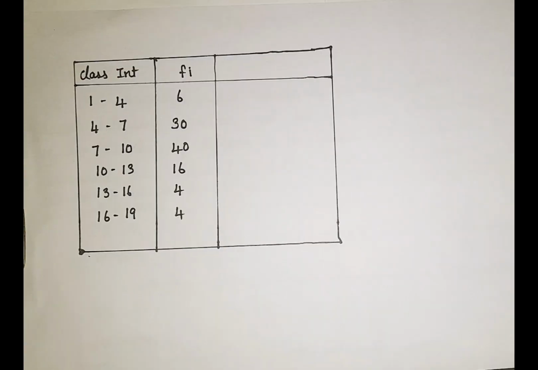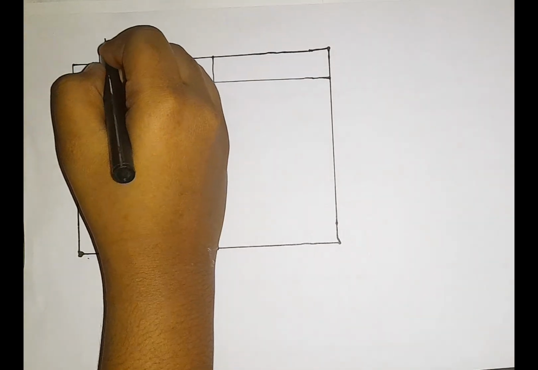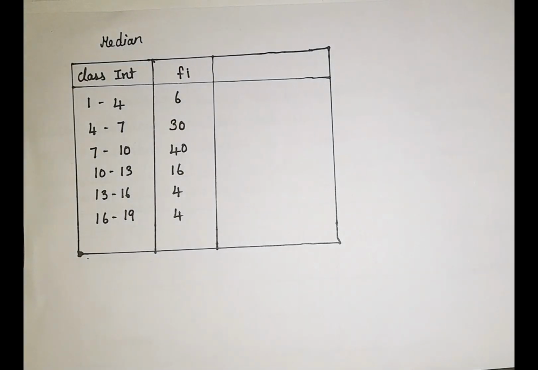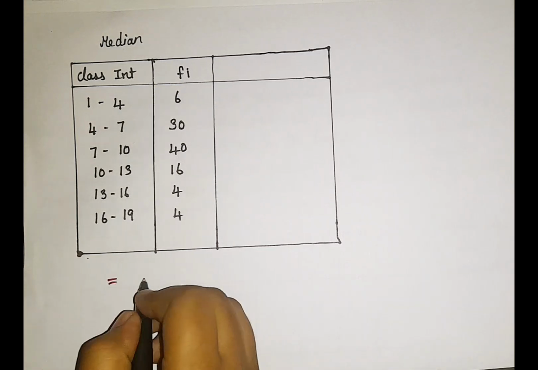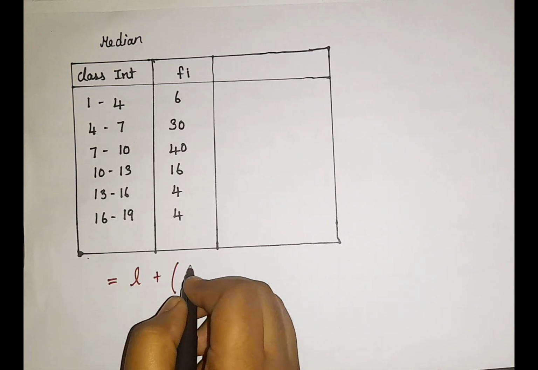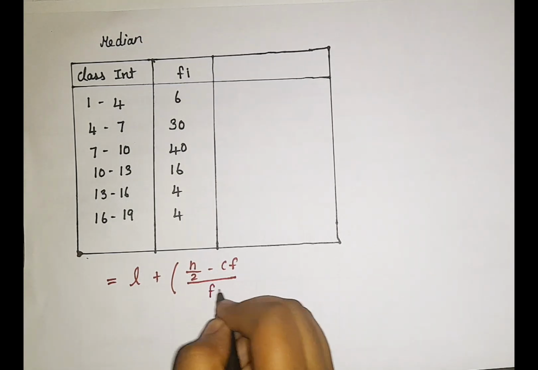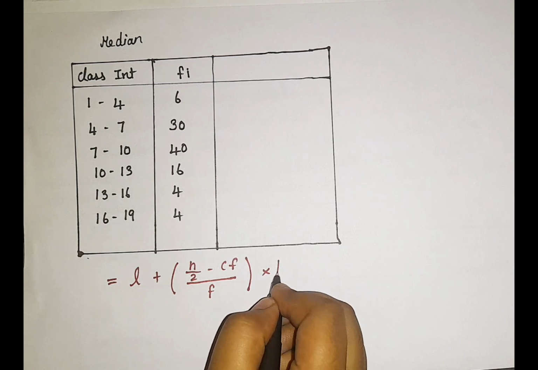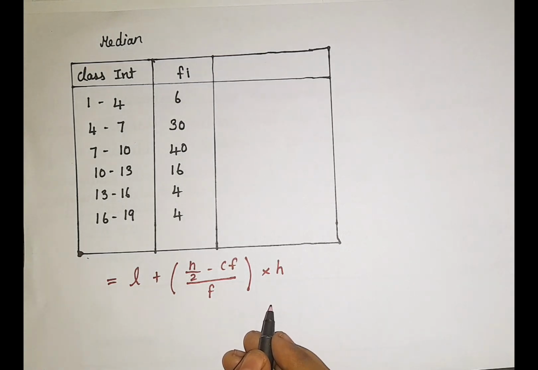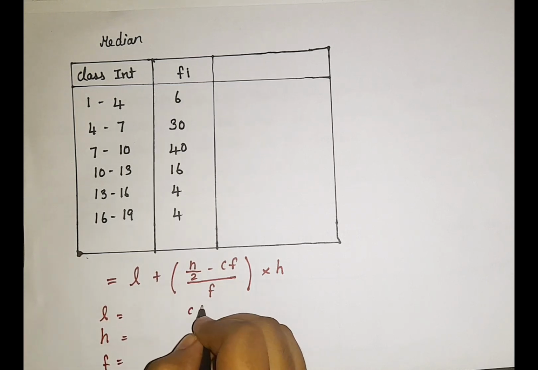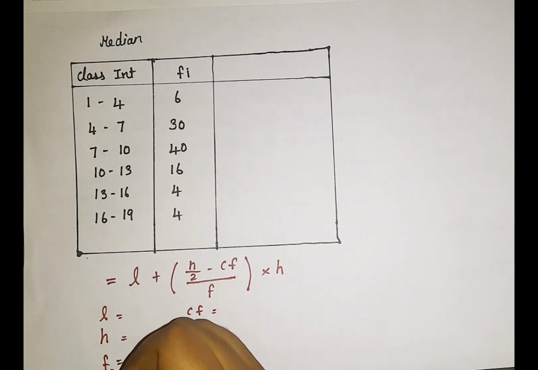Okay guys, since we are going to find the median, what is the formula for median? The formula for median is equal to L plus (n by 2 minus CF divided by F) into H. So this is the median formula, isn't it? So here we want L value, H value, frequency value, CF value, and of course n by 2 value is also important.